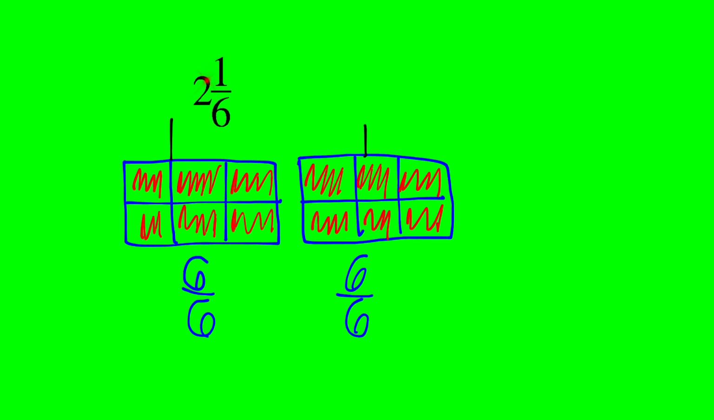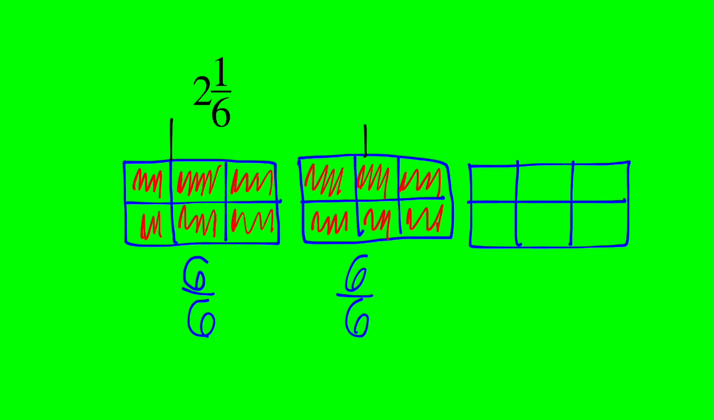Now I've also got this fraction part, 1 out of 6, to represent. So I'll have to draw another rectangle. Cut it in thirds. Cut it in half. And shade 1 part out of 6. So that would be 1/6.